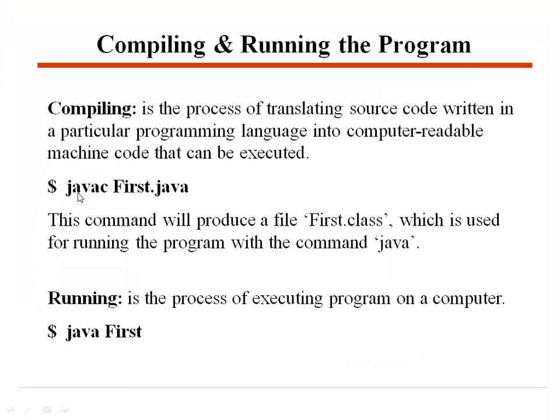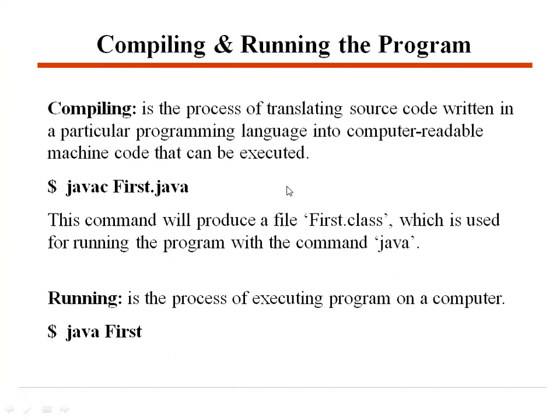Now see here, when you type javac first.java, this command will produce a file first.class, which is used for running the program. So that means our high level language code first.java is converted into machine code with the same name, first.class. It creates a class file.